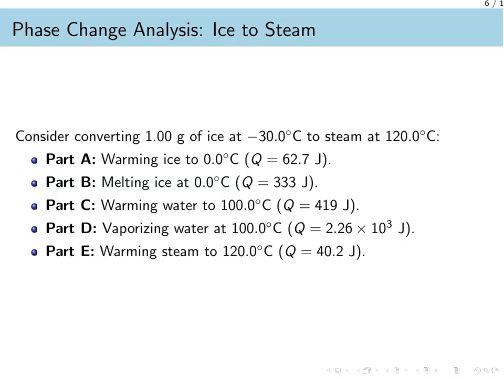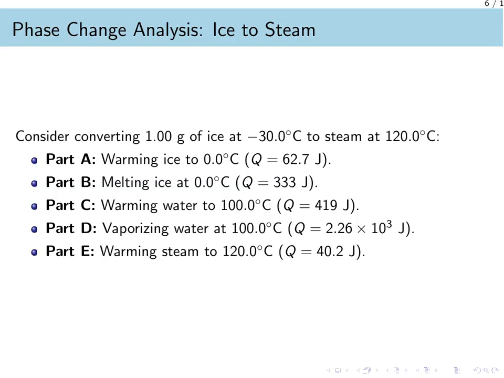To understand how these concepts apply in practice, let us analyze the energy required to convert 1 gram of ice at -30 degrees Celsius into steam at 120 degrees Celsius. This process is divided into 5 distinct parts. First, we warm the ice to 0 degrees, requiring 62.7 joules. Second, we melt the ice at a constant 0 degrees, which takes 333 joules.